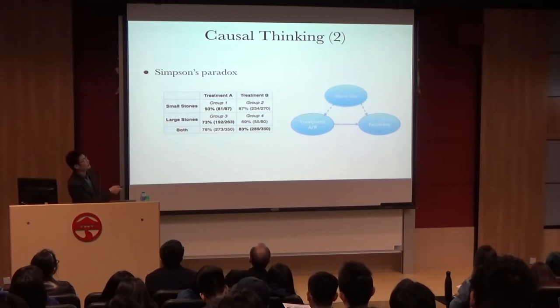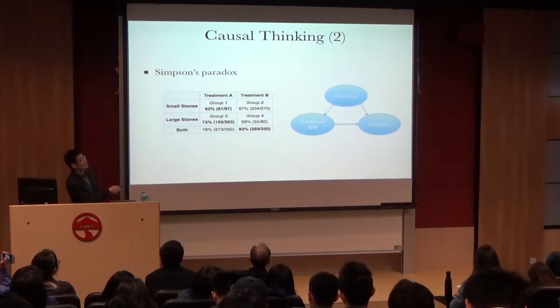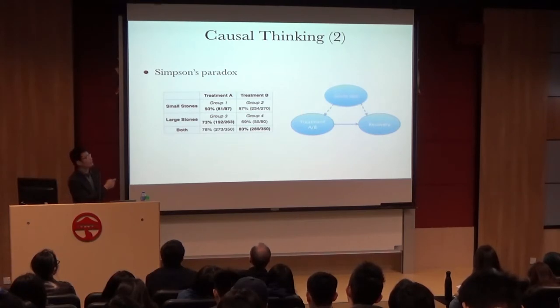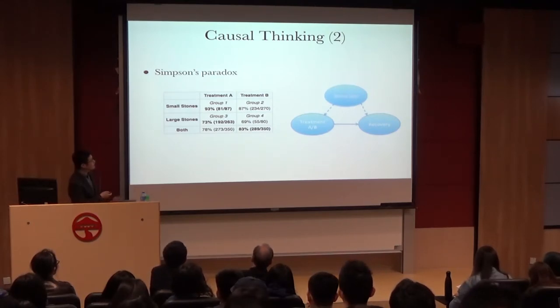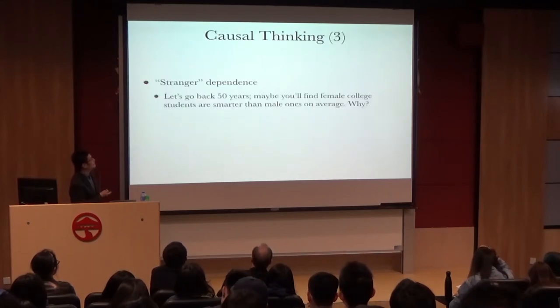This is because here we have something hidden, stone size. Because of this, the correlation or the relationship between treatment and recovery could be almost arbitrary. That's why you cannot trust the pattern of dependence. You have to go back to the causal process if you want to make a good prediction, a good recommendation. Okay, that's why it's called a paradox. And here you can see our last example.